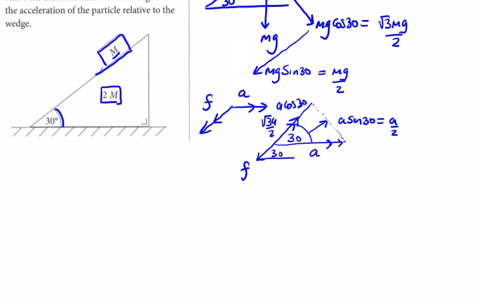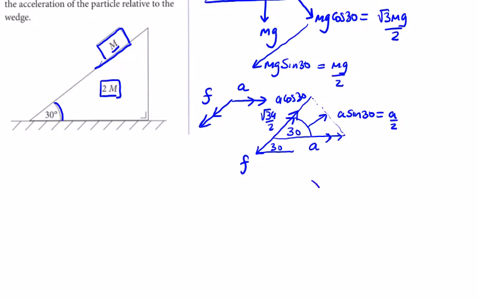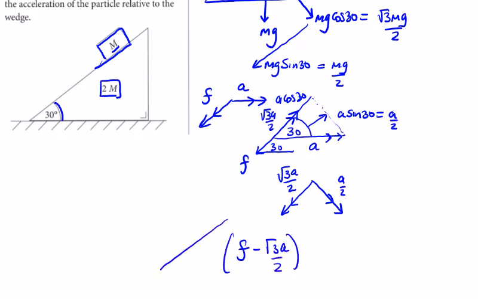So I'll just write them out. My accelerations in this direction, I have a over 2, and in this direction, parallel to the slope, I have root 3a over 2. So my acceleration for my particle is f minus root 3a over 2: f down this way, and root 3a over 2 going up that way.